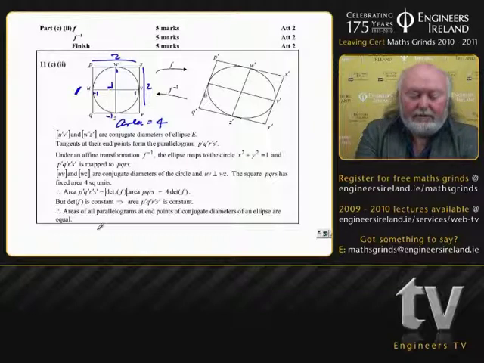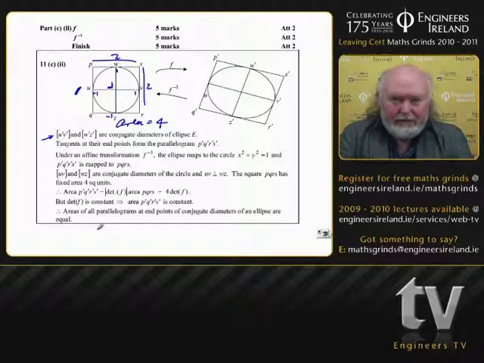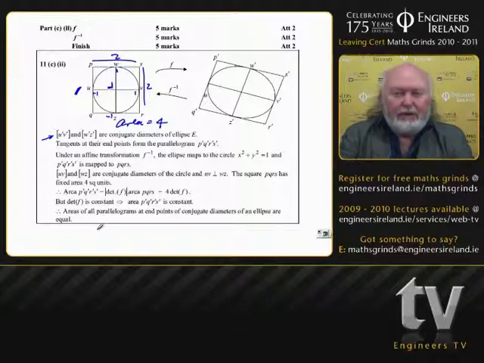U dashed, V dashed. You can already see how this game is going. It's the same as the last ones. We're going to map across to the circle. We know something about the circle and the squares that just hold the circle. We know all their areas are the same, and we're going to use that to prove it for the ellipse.